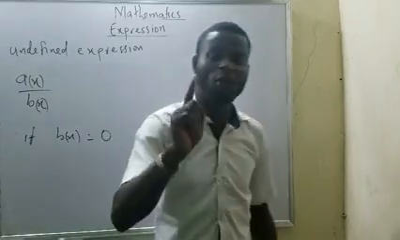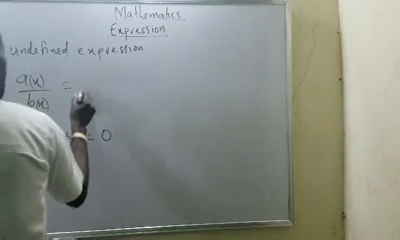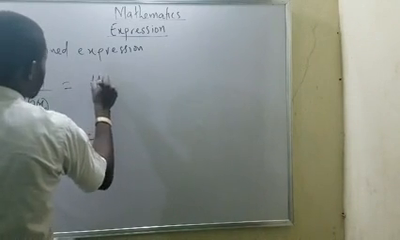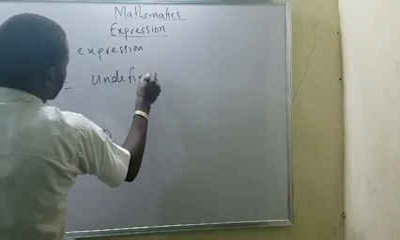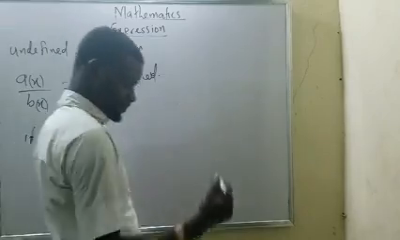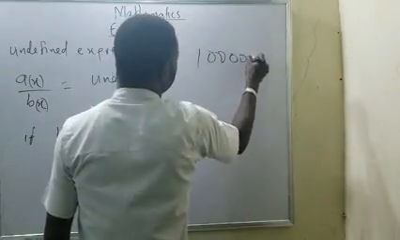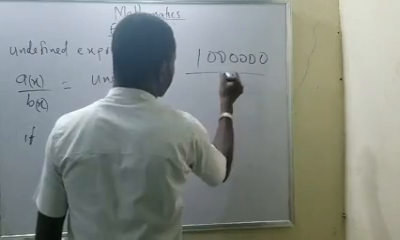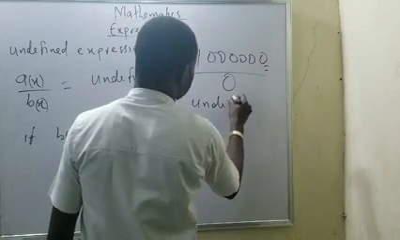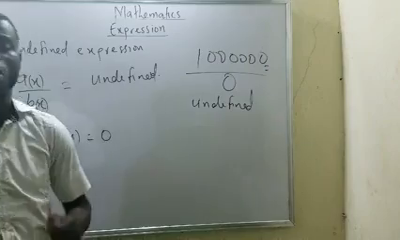Once my b of x equals to 0, it means there will be a problem here. It means it will be undefined. The answer will be what? Undefined. Any number divided by 0, 1 million divided by 0, is equals to what? Undefined. That's what I mean by undefined.